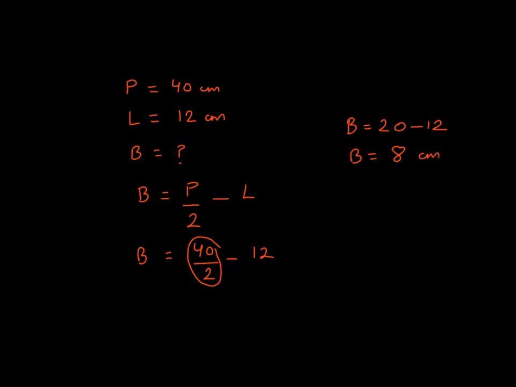So you can either use the basic formula for perimeter, that is P is equal to 2 times L plus B, or you can also use the derived form of this formula for finding the breadth or length.